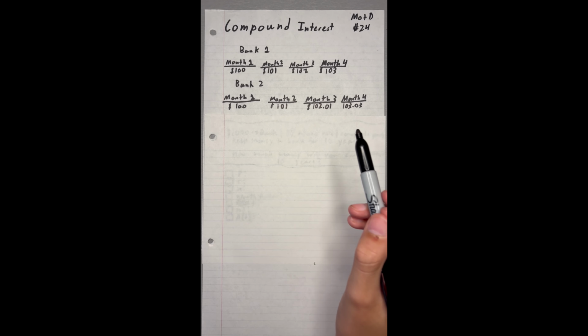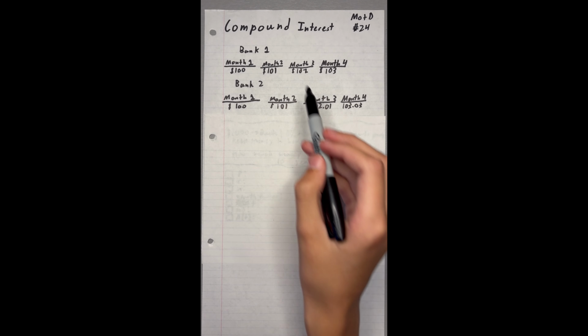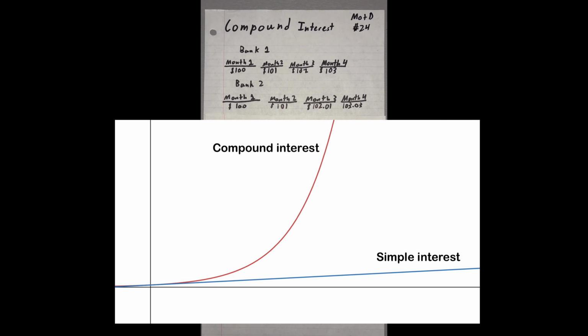As you can see, the second bank with compound interest slowly gains more money than the first bank. I even have a graph to show you. The red line represents compound interest and the blue line represents simple interest. Compound interest quickly skyrockets while simple interest is at a fixed steady rate.